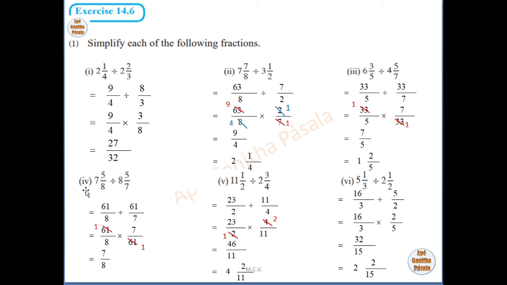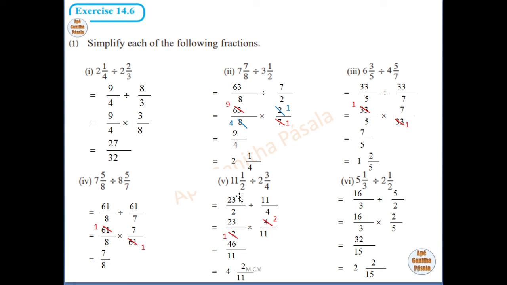Problem 4. 7 and 5 over 8. 8 into 7, 56. 56 plus 5, 61. 61 over 8. 7 into 8, 56. 56 plus 5, 61. 61 over 7. Interchange numerator and denominator. 7 over 61. Division becomes multiplication. Numerator and denominator can be simplified. 7 and 8 not divisible. So multiply. 1 into 7, 7. 8 into 1, 8. 7 over 8.